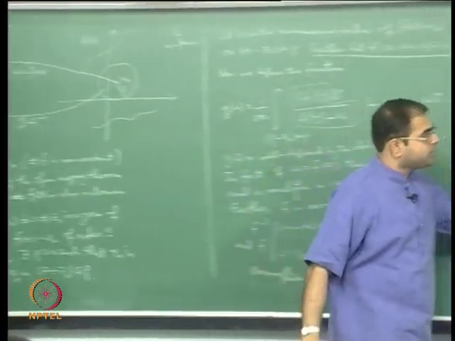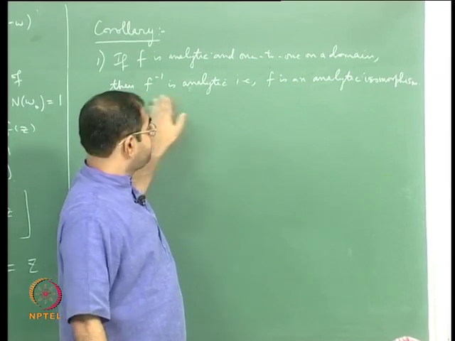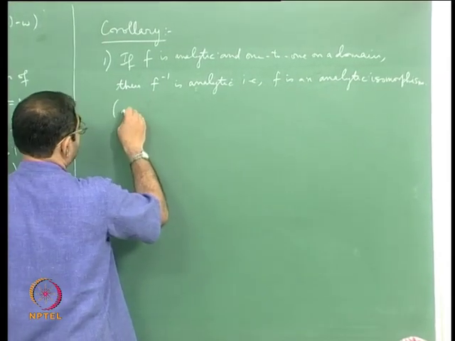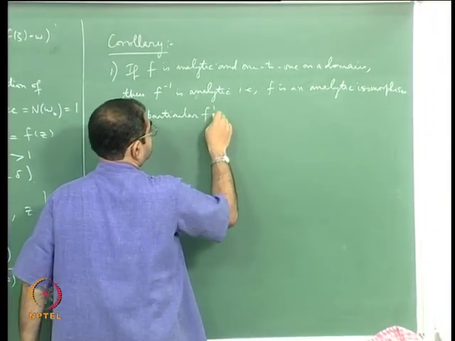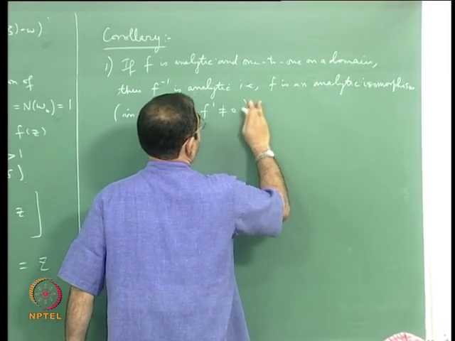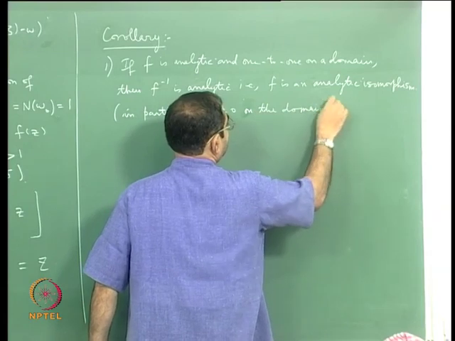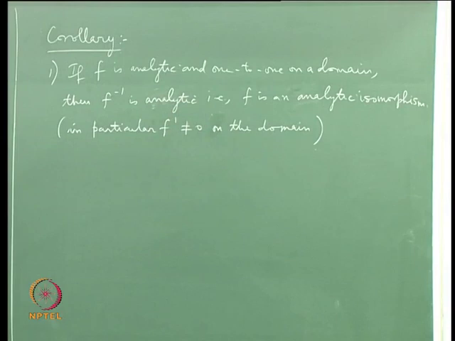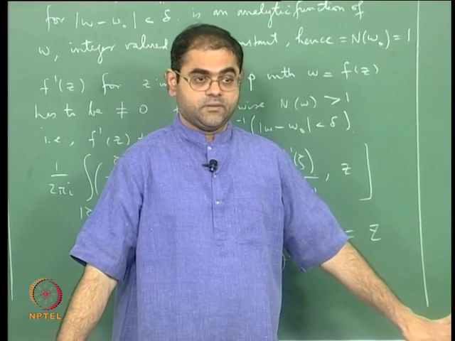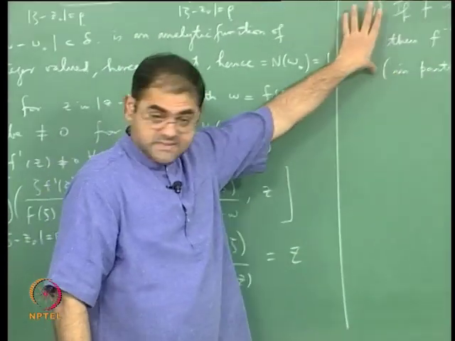Okay. So the moral of the story is, if f is analytic and 1-to-1 on a domain, then f inverse is analytic, and f is an analytic isomorphism. In particular, f dash is not zero on the domain. f dash can never vanish, okay. So a 1 to 1 analytic function is a very strong condition, it is a terribly strong condition, it tells you that it is an isomorphism, okay, and in particular it also tells you that the derivative will never vanish. So this is the first corollary.